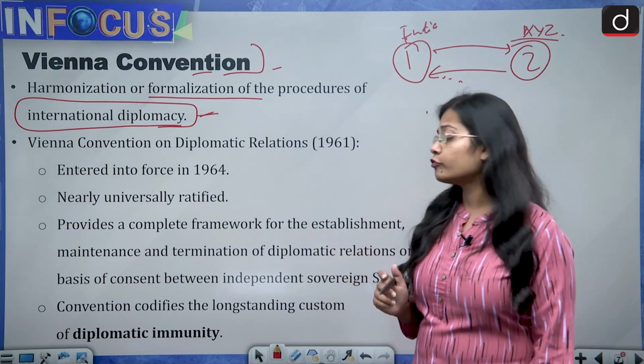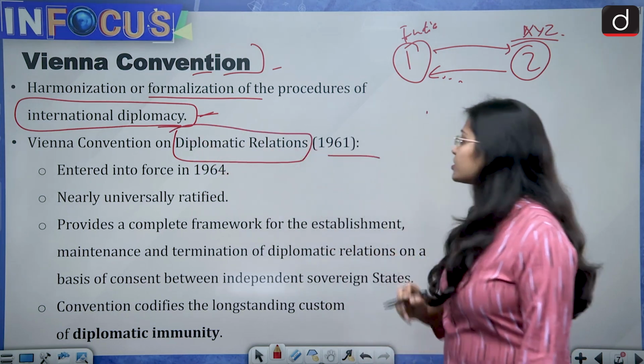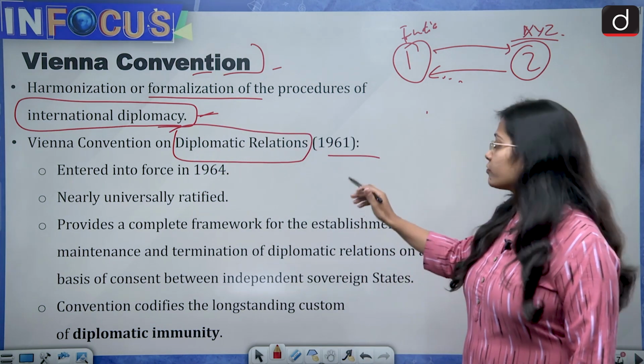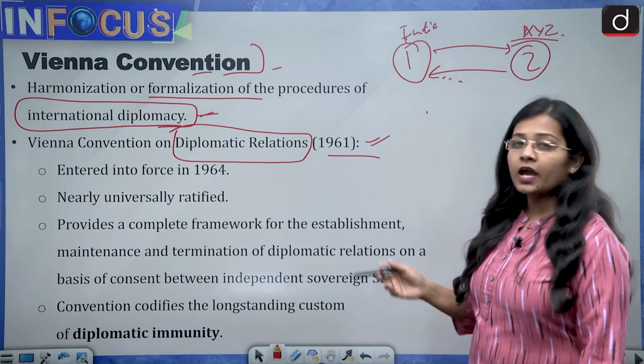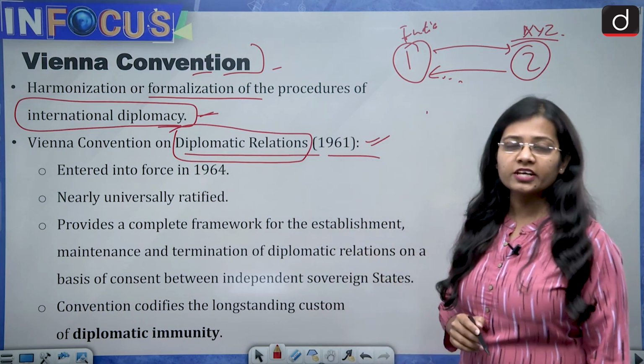So what was invoked was the Vienna Convention on Diplomatic Relations 1961. So this is the convention which was invoked. And so let us first look at what the Vienna Convention on Diplomatic Relations 1961 is.